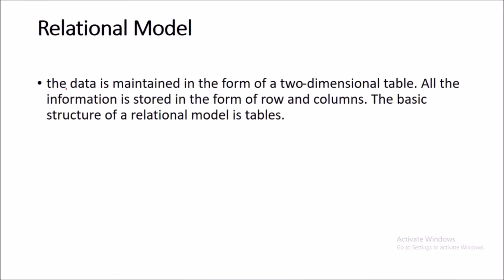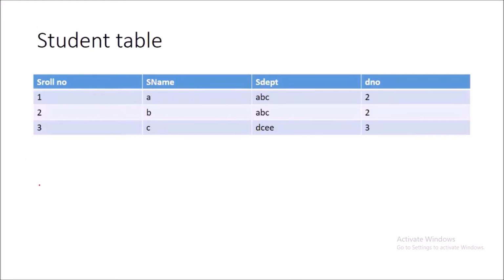Relational model is the most widely used model, and in this model the data is maintained in the form of two-dimensional table. All the information is stored in the form of rows and columns. So the basic structure of relational model is table. So here you can see we store the student information in the form of table: student roll number, student name, student department, and department number.